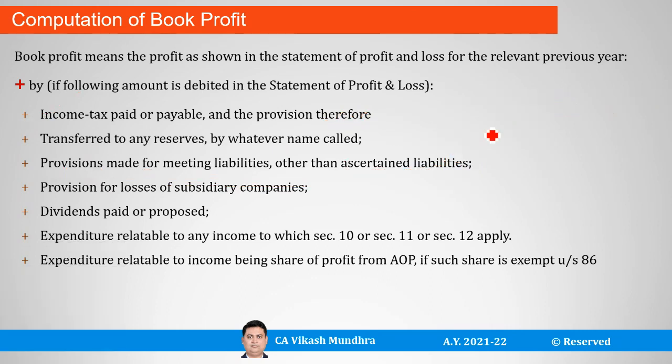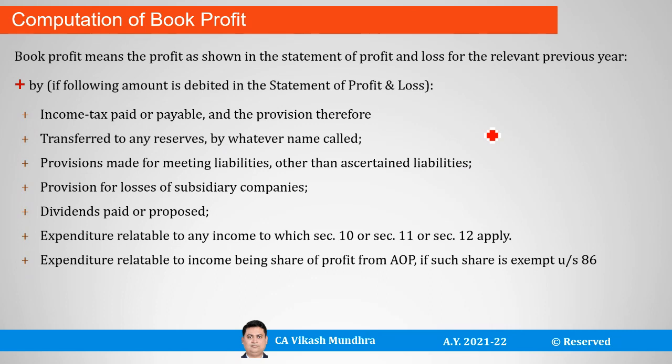Next one, provision for losses of subsidiary company. If you provided for losses of subsidiary company, it is required to be added back. Dividend paid or proposed dividend or whatever. If it is paid, then it is dividend paid. Since this is mere application of your income. It is not diversion. It is not incurred for the purpose of earning that income.